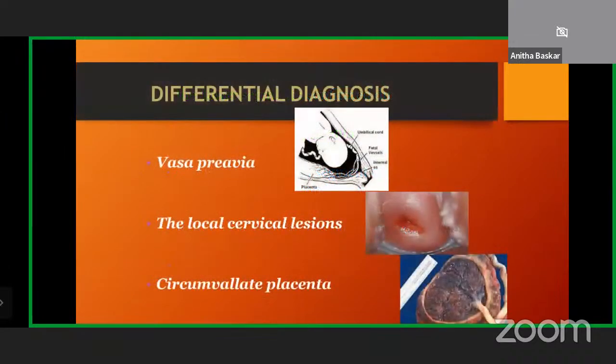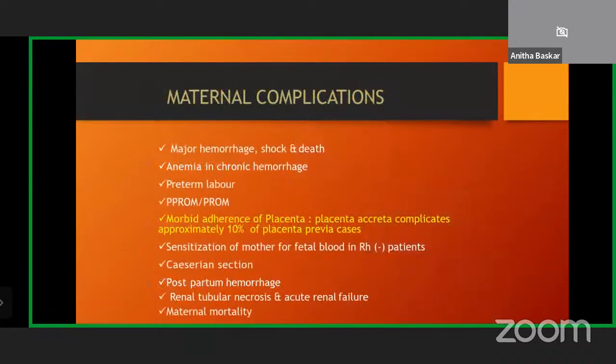What are the differential diagnoses of placenta previa? We have already known, vasa previa, where the fetal vessels will be present in the lower uterine segment, local cervical lesions and circumvallate placenta. What are the complications you will see in placenta previa? It is a major cause of major hemorrhage, shock and death, and anemia in chronic hemorrhage.